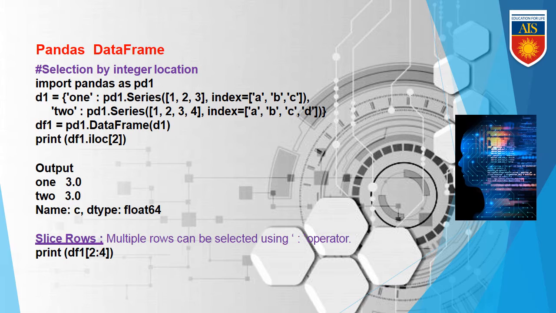We have one more option, that is called slice row. Multiple rows can be selected by using the colon operator. Print df1[2:4]. That means it is going to select that particular portion only, from second to fourth.